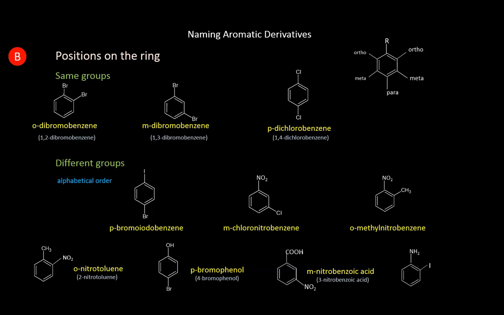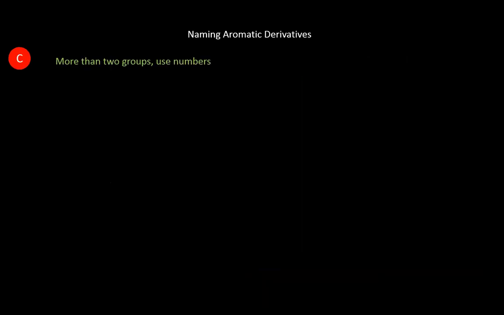The final one here you recognize as a derivative of aniline. So this is ortho-iodoaniline or 2-iodoaniline. Finally, part C. If we have more than two groups, we must use numbers. Remember, we can number the ring in any way as long as the sum of the numbers is the smallest.